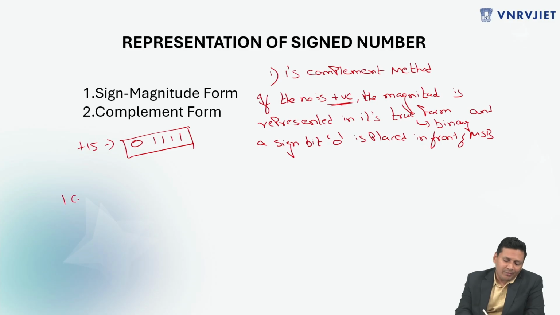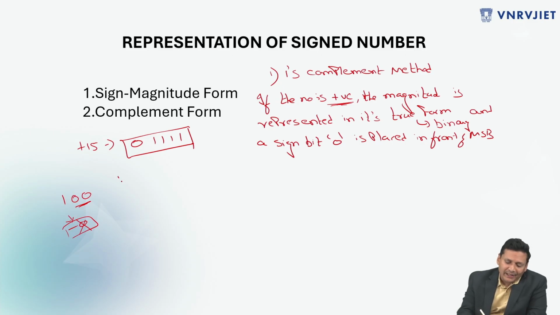It came with 100, right? So 100 means minus 0, which is practically not possible. So there was a problem with representing a minus number. For positive numbers we are fine, so we are continuing with the sign magnitude only. For representing the positive, I am taking a 0, and the rest will be represented in true binary form.